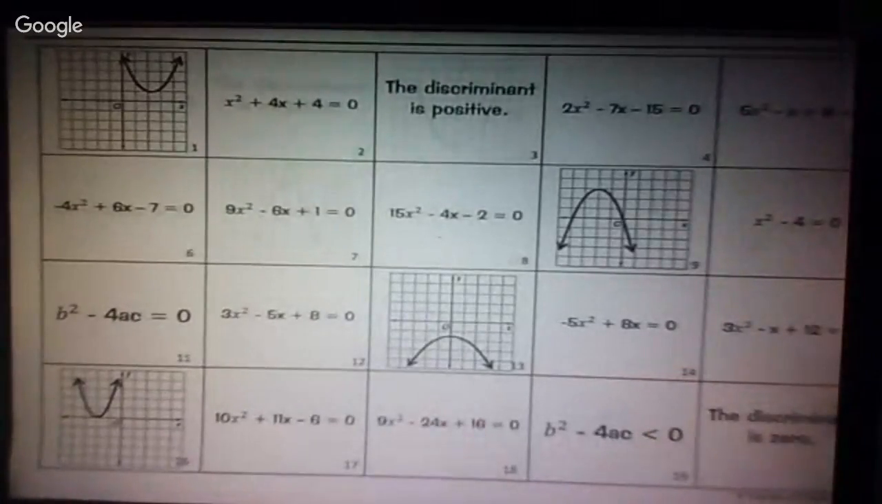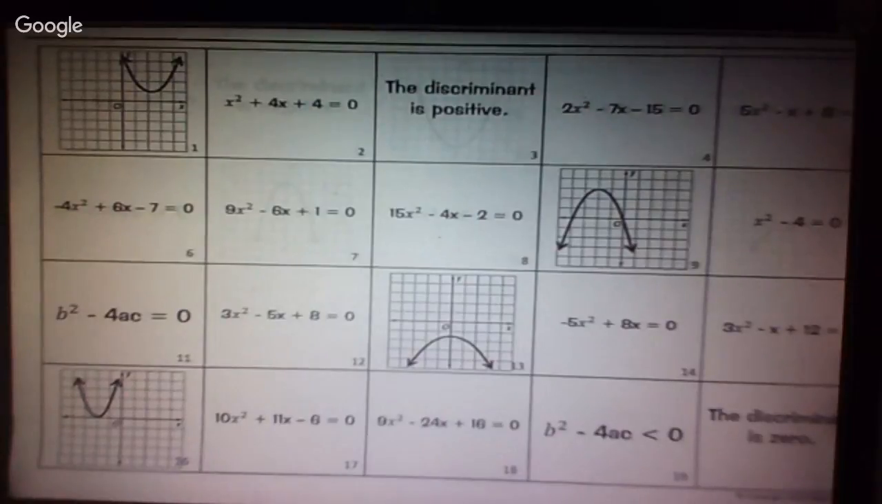So if you take a look at number 1, how many times does this picture cross the x-axis? 0. So what pockets does this go in? No real solutions. So you'll cut that out and put it in no real solutions. Why does one say no real root? No real roots, no real solutions. Same thing. Remember, a root, zero, solution, zeros, and x-intercepts all mean the same thing. So it's the first one, the no real solution.